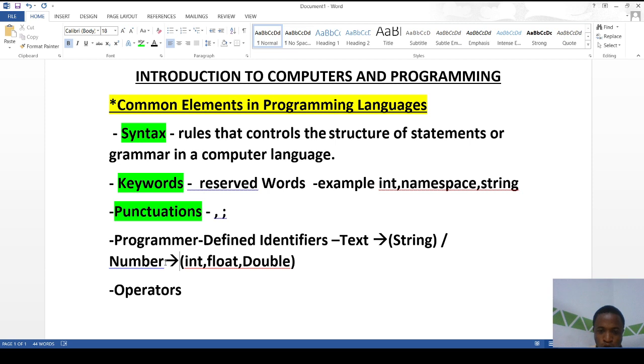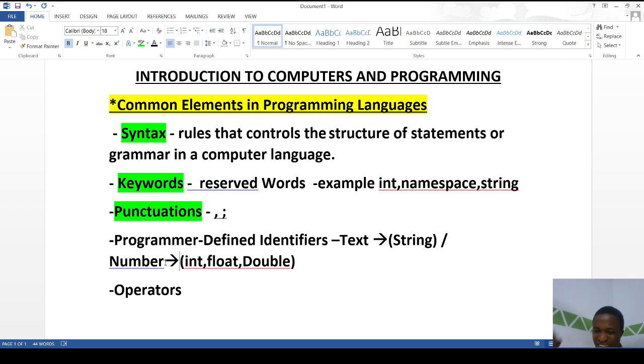Now let's give another example. I want to write a software as a programmer, defining identifiers. I want to write a software about myself. My software takes two pieces of information. The first question is, what is your name? The answer I'm expecting from you is one of two kinds: either you answer me as a text or you answer me as a number. So what is your name? Is it text or number? You all know that it's a text.